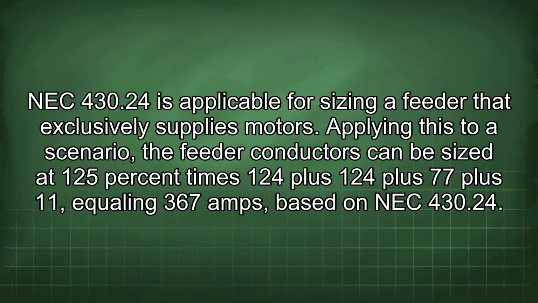NEC 430.24 is applicable for sizing a feeder that exclusively supplies motors. Applying this to a scenario, the feeder conductors can be sized at 125% times 124 plus 124 plus 77 plus 11, equaling 367 amps, based on NEC 430.24.